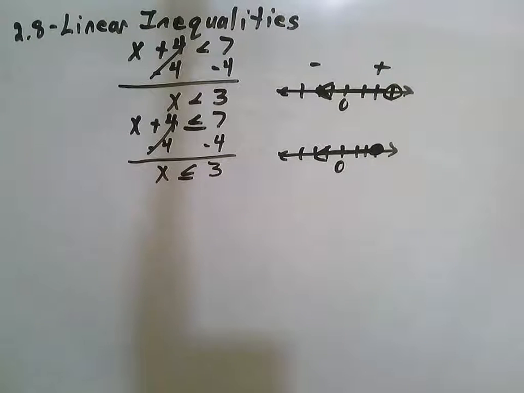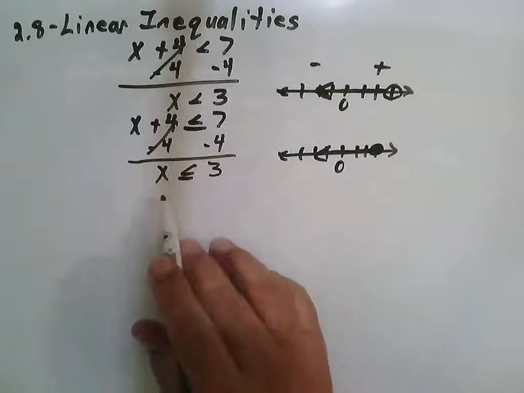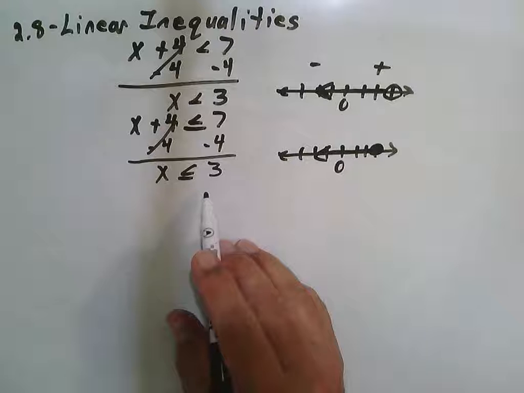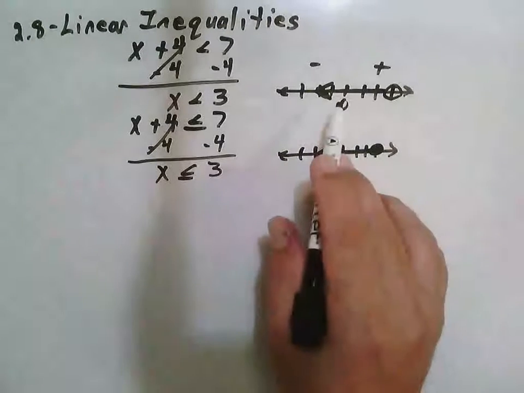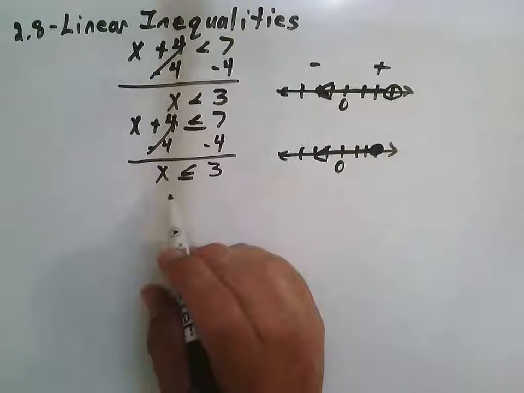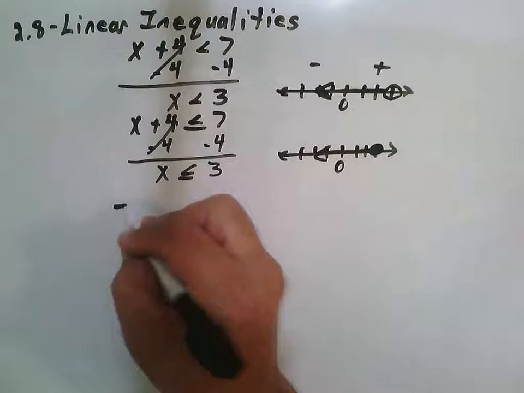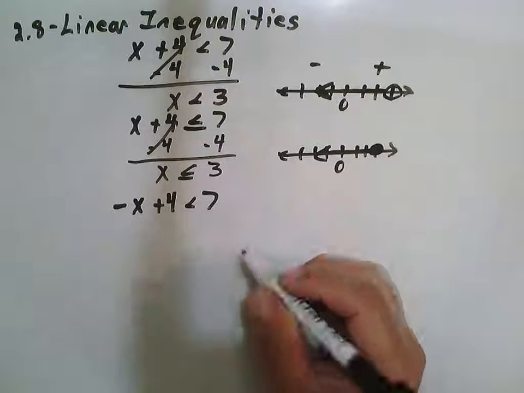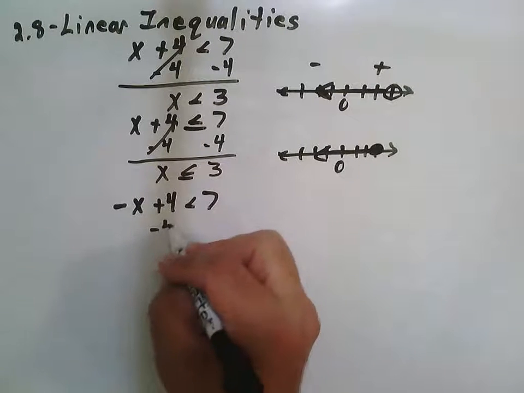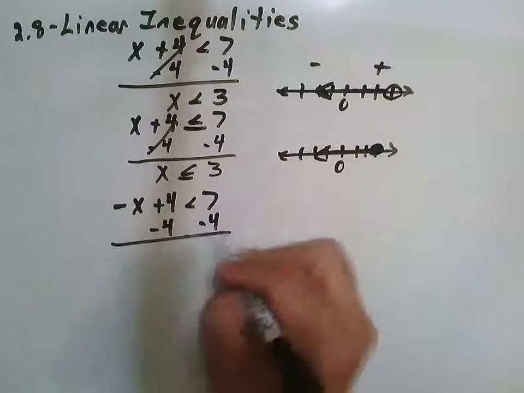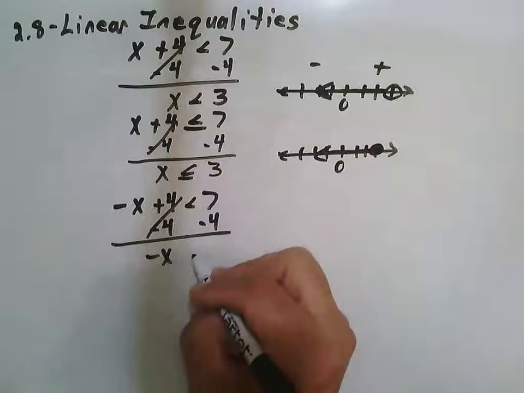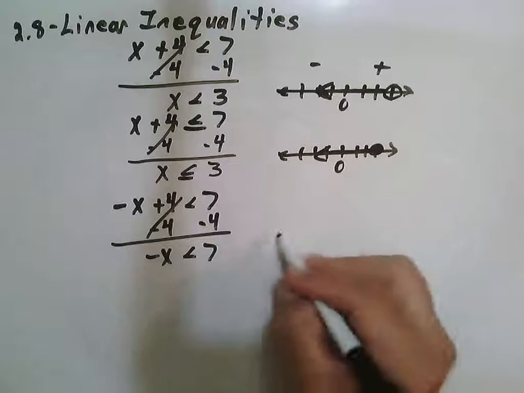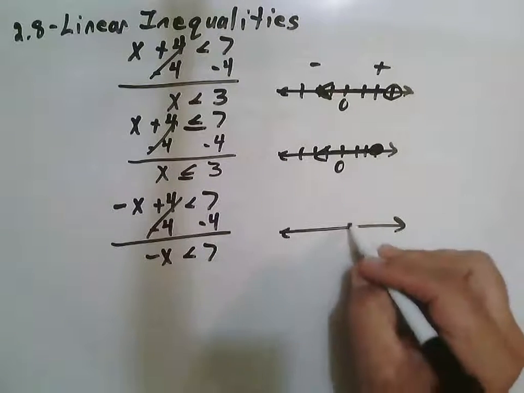Now, the only time it's any different than that is if your variable is negative. What I mean by that is, if we graph this one out, I'm going to change it slightly. I'm going to say that negative x plus 4 is less than 7. Once again, I'm going to solve this just like I solve anything else. Subtract 4 from both sides. That allows that to disappear. So negative x is less than 7. I'll go ahead and draw my number line over here.